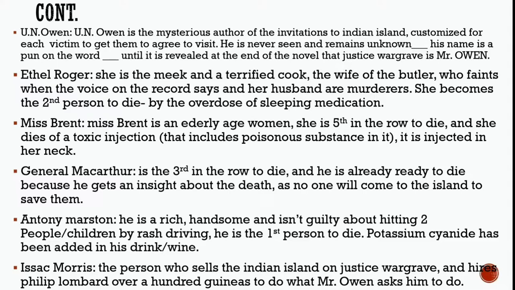Antony Marston is rich, handsome, and isn't guilty about hitting two children with his rash driving. He is the first to die, by poison, potassium cyanide, which was added in his drink or wine. Isaac Morris is the person who sells the Indian island to Justice Wargrave and hires Philip Lombard for 100 guineas to do what Mr. Owen asks him to do.